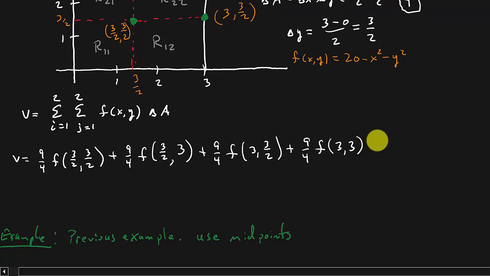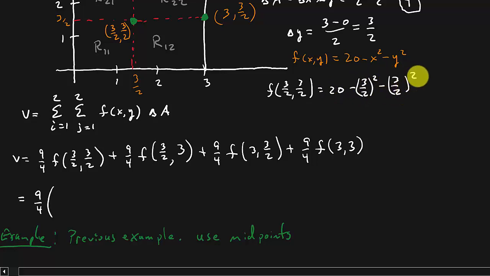I hope that all makes sense to you. You can see it's similar to what you did before when you added up the areas of those rectangles. We're just adding up the volume of the boxes now. So you see the 9/4, I can actually just factor that out. Then when I plug this in here, I'm going to show you. See, we got f of 3/2, 3/2. I'm not going to do it on any of the other ones, but that's 20 minus 3/2 squared minus 3/2 squared. So I plug this into x and y, and that gives me 31/2.